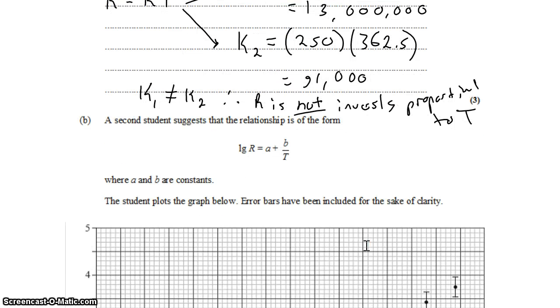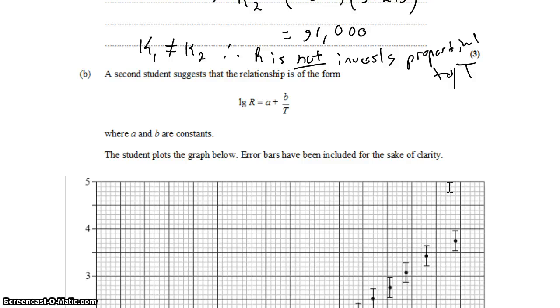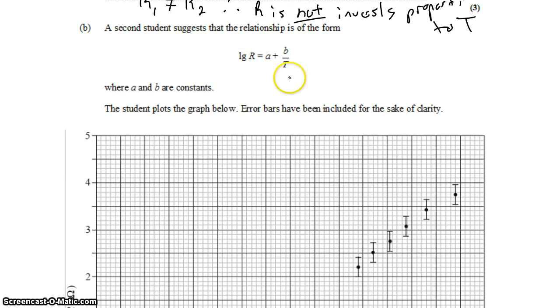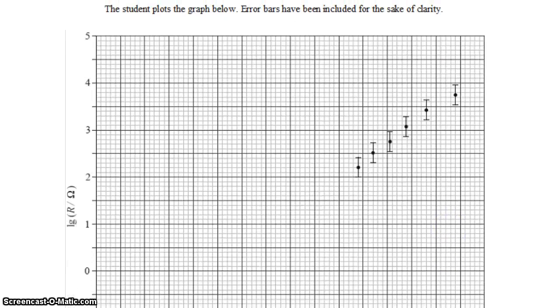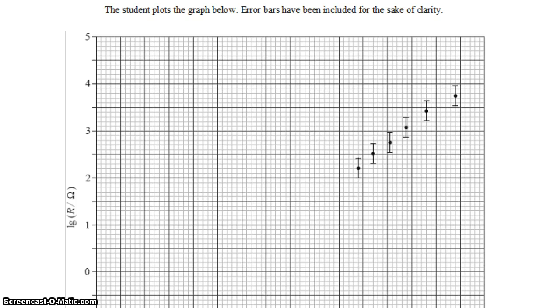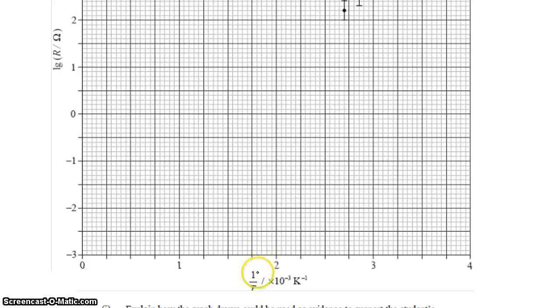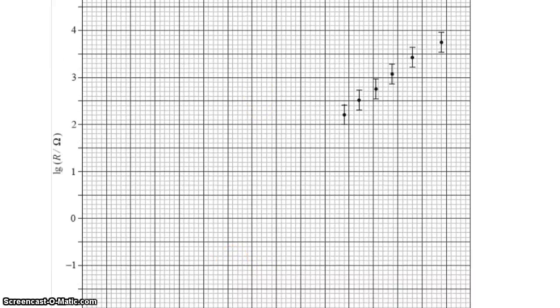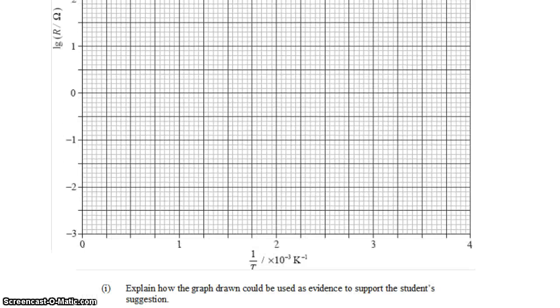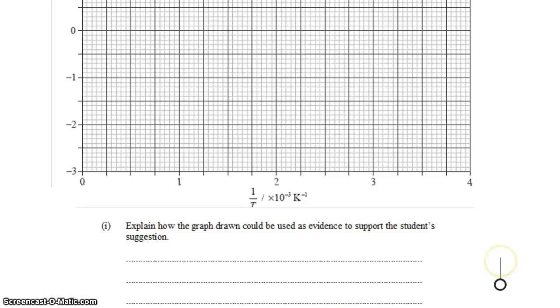Okay, so then another student comes up and says, well, if R is not inversely proportional to T, what about this relationship? Is the natural log of R equal to some constant plus some other constant divided by T? What the student has done is they've replotted the data on a new graph with new axes. Error bars are included. These axes are 1 on T on the x-axis and the natural log of R on the y-axis. We're asked to explain how the graph shows evidence to support the student's suggestion.